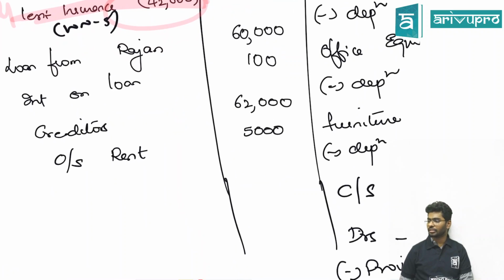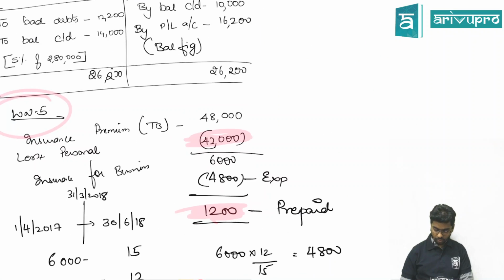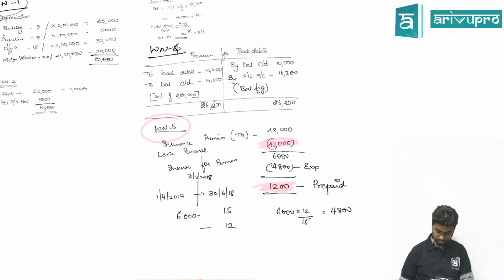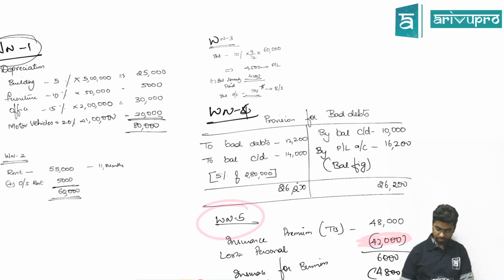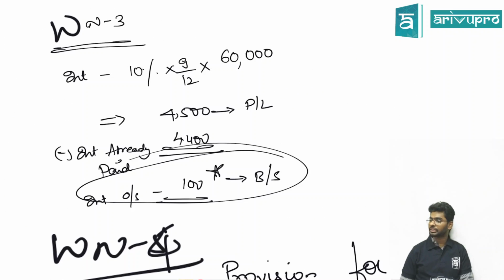Loan from Rajan, was it given in the question? Yes. Interest on loan, I did it as part of what? Outstanding. Outstanding interest, which we did in the working note here. Working note number 3 has an adjustment. Are you clear till here?